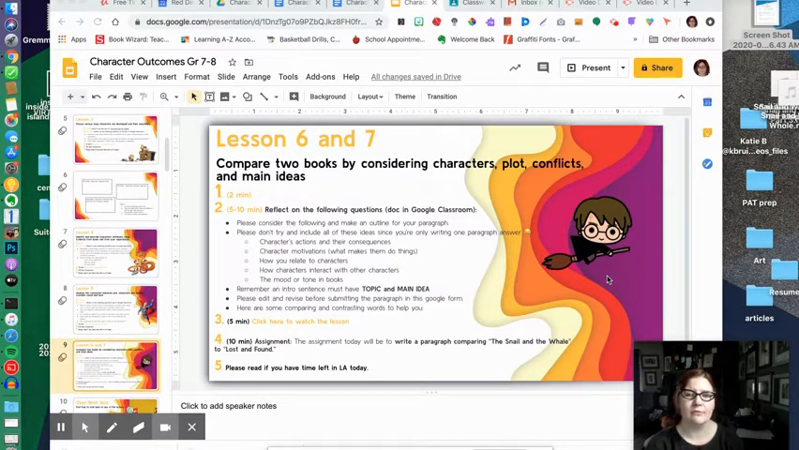Now, I know that we've written paragraphs and you're all experts in them, but just a reminder, your introductory sentence, everything else is going to be about that. So it has to have the topic and the main idea. So you can't just say in your first sentence, the snail and the whale. It's not a sentence, it's a topic, maybe, but there's no main idea to go with it. What are you going to say about the snail and the whale? So remember that for your first sentence.